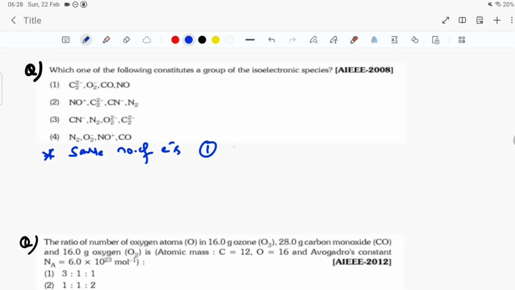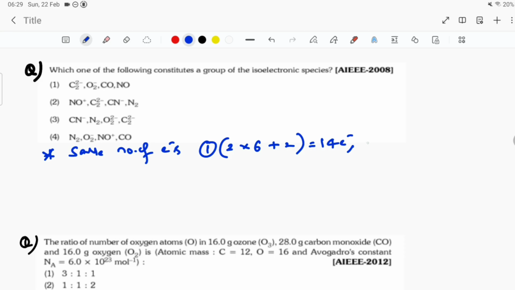Atomic number is equal to number of electrons. If there is minus 2 means gain of 2, plus 2 means loss of 2. C2 minus 2 I am showing like this, 2 into 6 plus 2, which is equal to 14 electrons. Why plus 2 here? Because 2 electrons gain.